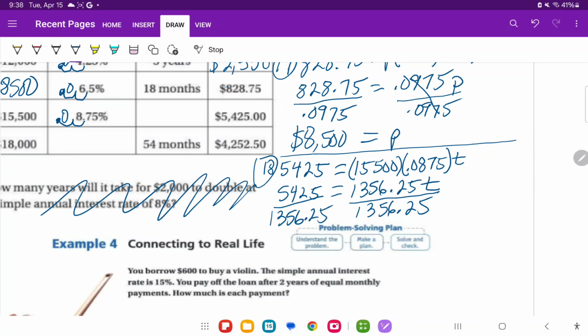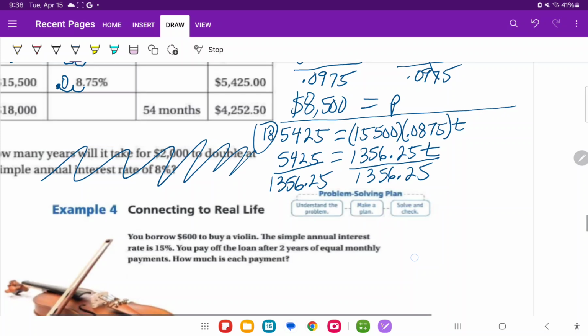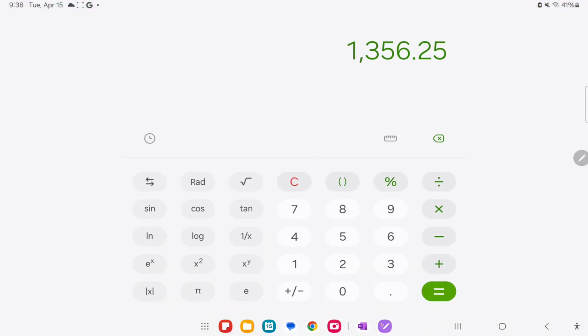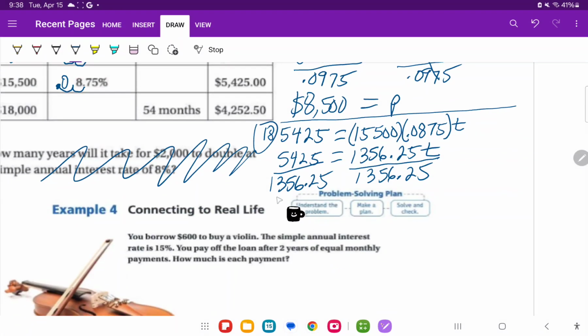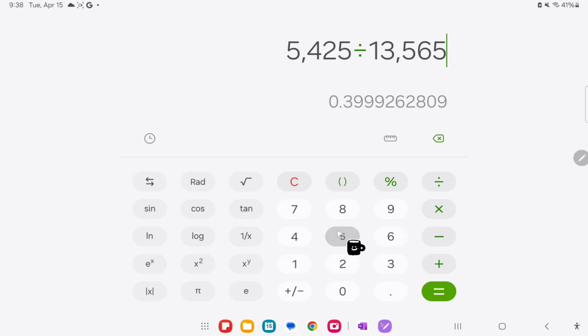1356.25. All right, so we're going to jump in and do that division. 5425 divided by 1356.25.